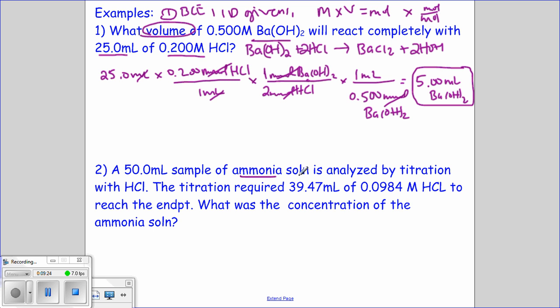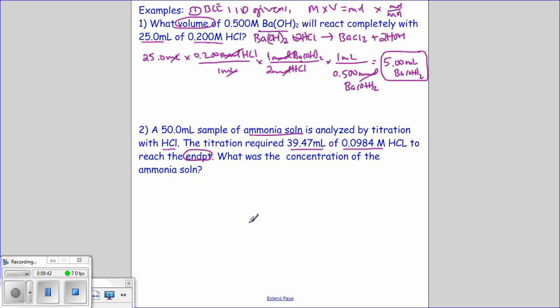A 50 mL sample of ammonia solution is analyzed by titration with HCl. So we're starting with ammonia, we're adding HCl. The titration requires 39.47 mL of 0.0984 molar hydrochloric acid to reach the endpoint. The endpoint's where the moles are equal. What's the concentration of the ammonia solution? First of all, let's get this BCE out of the way. HCl makes ammonium and chloride ion. This is extremely relevant, but this part is where it's a 1-to-1 mole ratio.